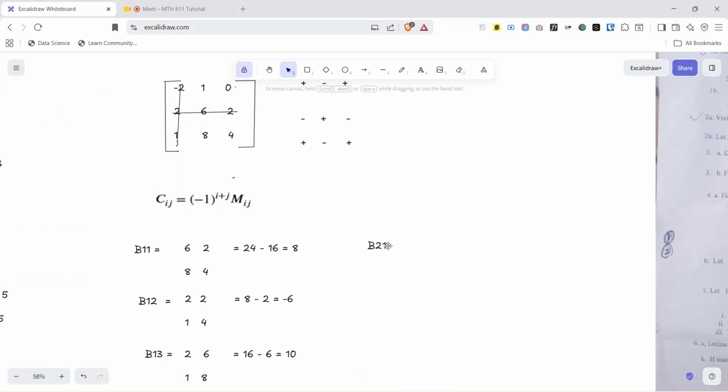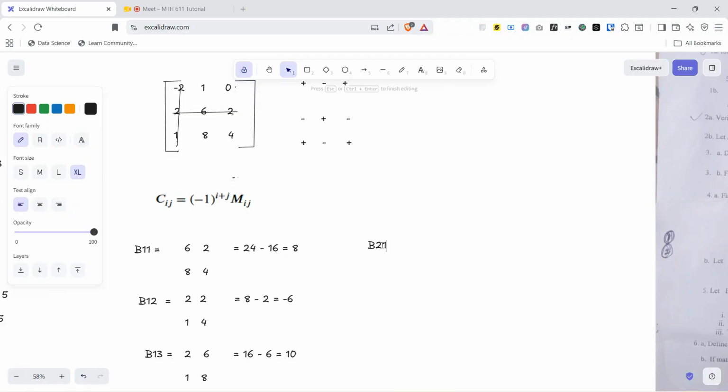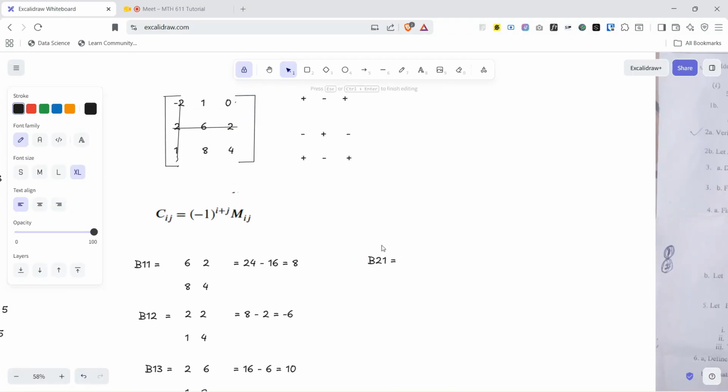Okay, so B21 now would be the determinant of 1 0, 8 4, and that would be 1 times 4. That's 4, because minus 0 times 8 is 0. So this would be minus 4. This would be minus 4.